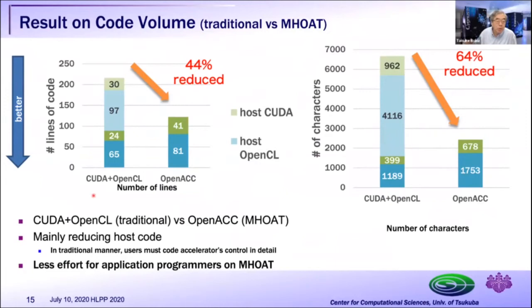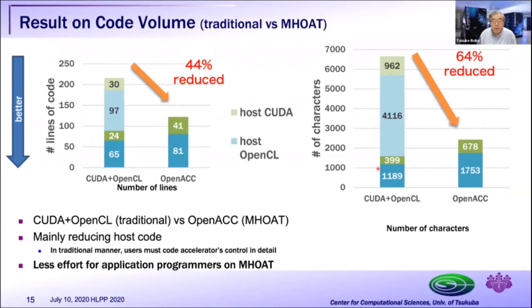Before the OpenACC unified MHOAT solution, we had a CUDA plus OpenCL solution, or maybe OpenACC plus OpenCL. CUDA for the GPU, of course, and OpenCL for the FPGA. We already made some practical applications running on multiple devices, GPU plus FPGA, on the Cygnus supercomputer. But here, CUDA plus OpenCL is a combination of two languages, so there are many parts we must describe in the program. But it can be reduced by about 44% in the count of lines in the single OpenACC code by MHOAT.